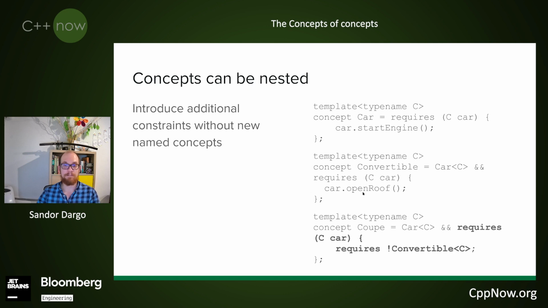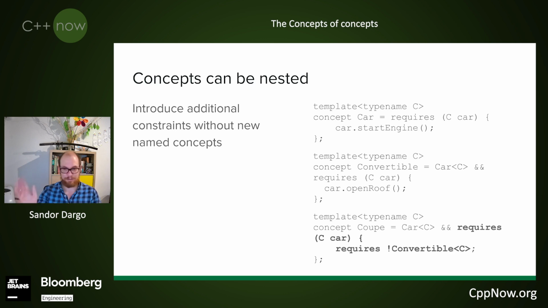And then we want to define our concept coupe. And there are different ways to do that. One is to use a nested requirement. We have a requires clause, and then we have a nested one. Because when you use this other concept within here, we say that the coupe must be a car and must not be convertible.